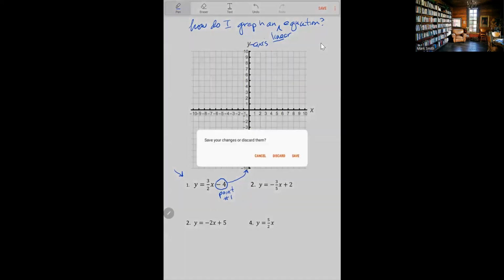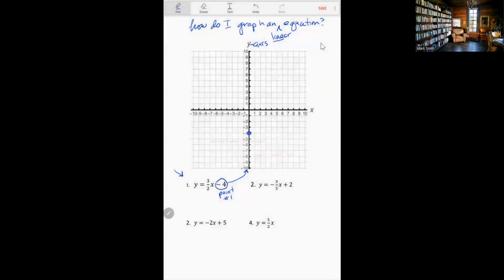To find point number 2, you need instructions. And here are your instructions right here. The instructions are, the numerator tells you to go up or down, and the denominator tells you to go to the right. All right, and so we are going to go 3 units up and 2 units to the right.